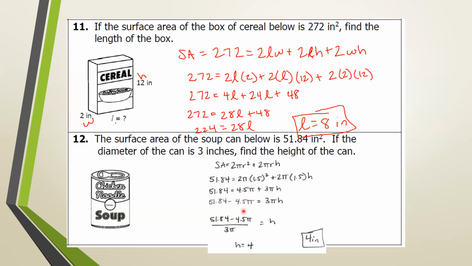I didn't want to round until the last step, so I left it 4.5 pi, and I subtracted 4.5 pi from both sides. And then I wanted to get h by itself, which means I had to divide both sides by 3 pi. So I took all of the ugliness that was here on the left, and I divided that entire thing by 3 pi. So in my calculator, I entered this all as one step, which left the rounding for the very last part. If you rounded earlier in the equation, you should have still gotten something very close to 4 inches.